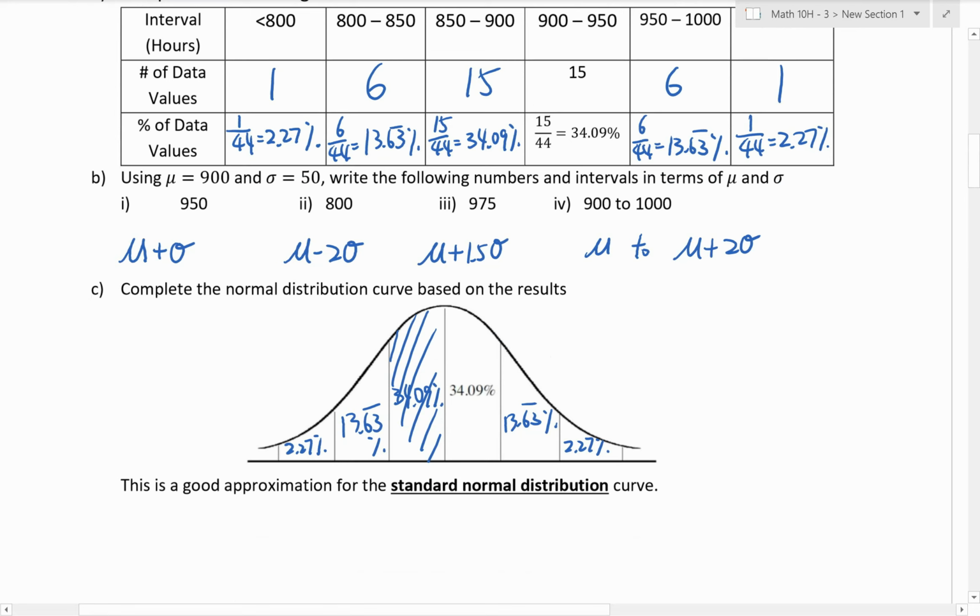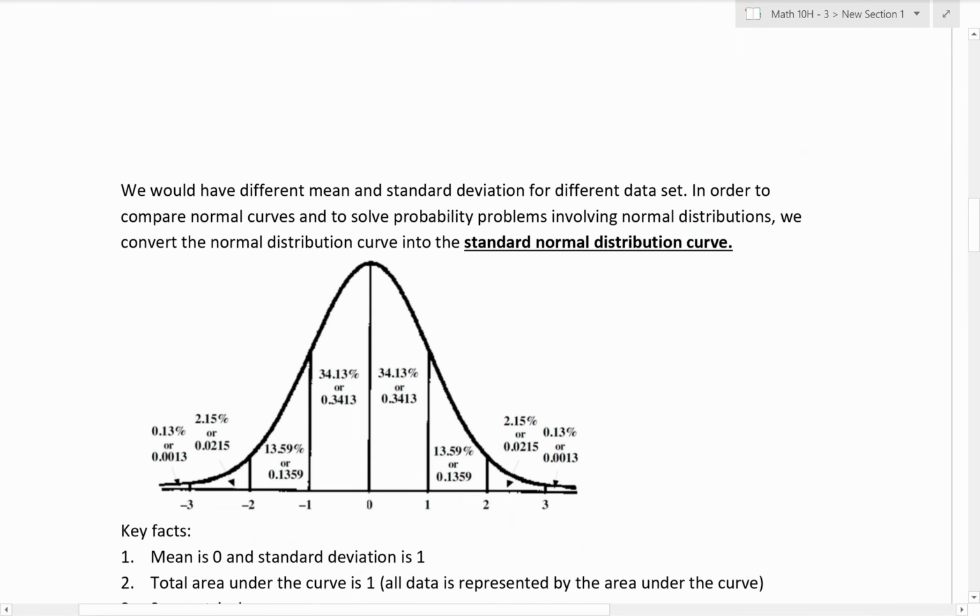Anyway, I don't think we'll deal with that this time. Actually, yes, we'll be looking at that at the end of the unit, but not right now. Right now, everything is just perfect, a perfect standard normal distribution curve. Here it says we would have, and again, it makes sense to have different means and different standard deviations for different data. Obviously, the mean will be different and the standard deviation will be different for different situations.